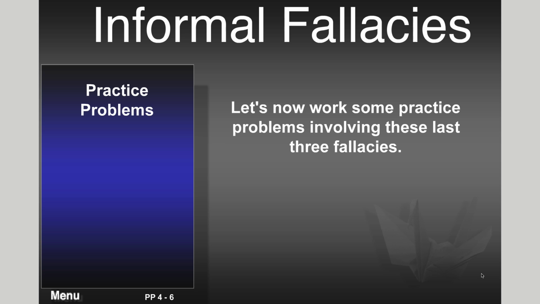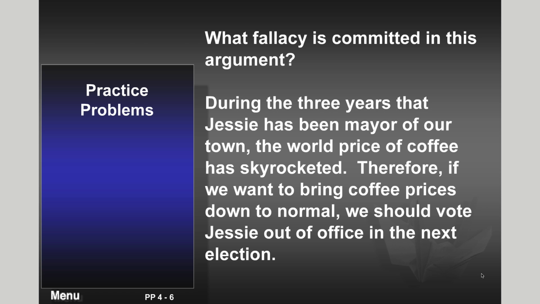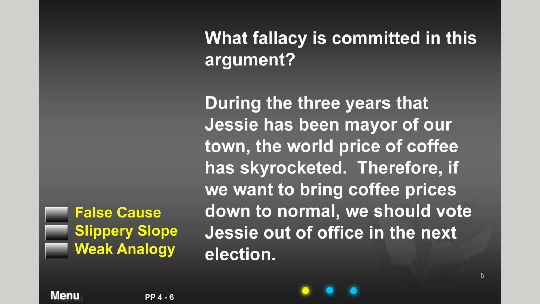So let's do some fact problems. During the 3 years that Jesse had been mayor of our town, the world price of coffee has skyrocketed. Therefore, if we want to bring coffee prices down to normal, we should vote Jesse out of office in the next election, right? Now notice this is a false cause, right? It's arguing that Jesse, by coincidence, right? So that's what you're looking for, is by coincidence, somehow has caused the world price of coffee to skyrocket, even though he's merely a mayor.